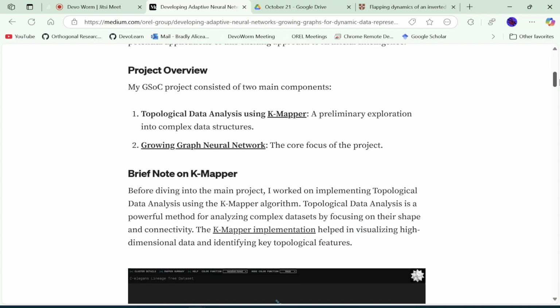There were two parts to this. There was the topological data analysis using KMapper. This was a way to explore the data for complex data structures, things that you might expect in a network topology. And then the second one was growing graph neural networks, which was the main part of the project.